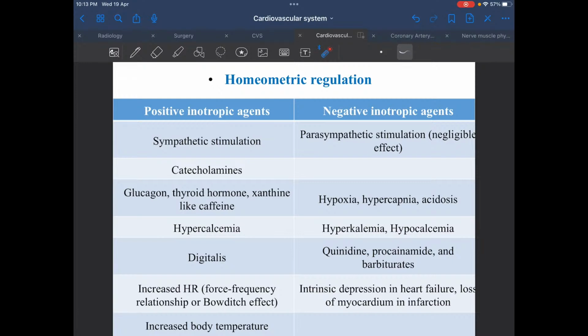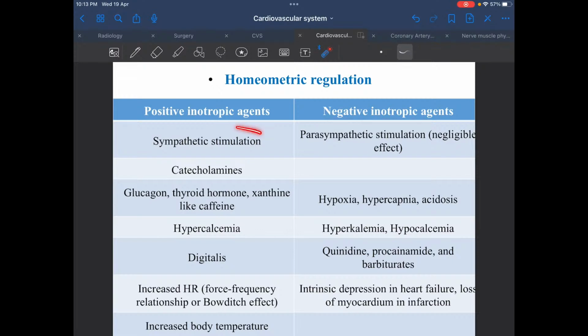What about homeometric regulation? Homeometric means that the length of the muscle fibers is not changing. So it's homeometric, it's not changing. Okay. So homeometric regulation, how can it be there? We can have something which can increase your contractility, that is positive inotropic agents. Then we can have something which can decrease your cardiac contractility, that's known as negative inotropic agents.